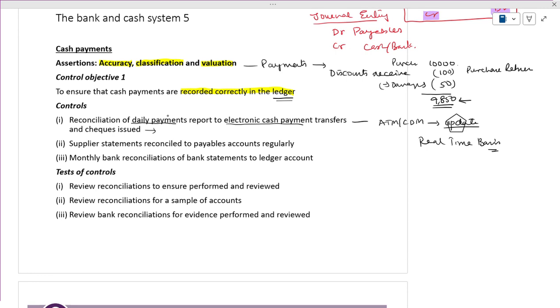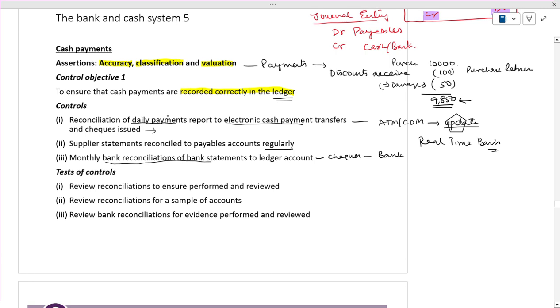Supplier statement, why reconcile? Once you are paying, the supplier statement has to be updated also. You should know the updated payments every month, on a real time basis. There has to be a monthly bank reconciliation. That's what we say: how many checks we have issued, and what is the bank balance.